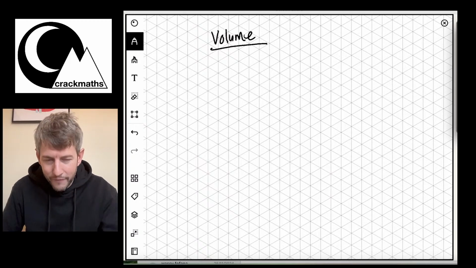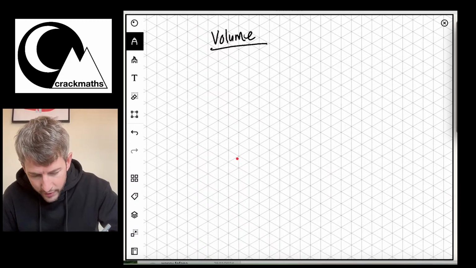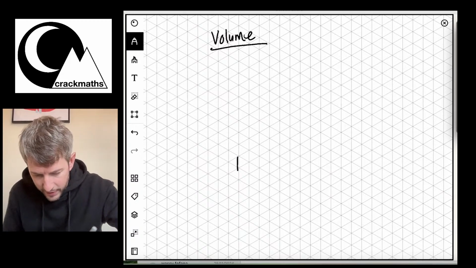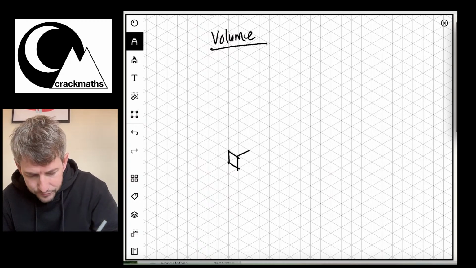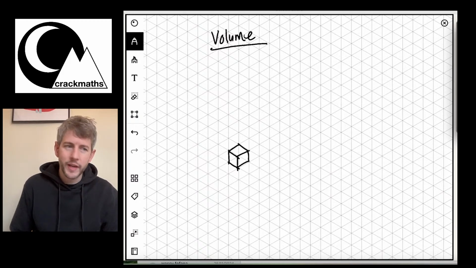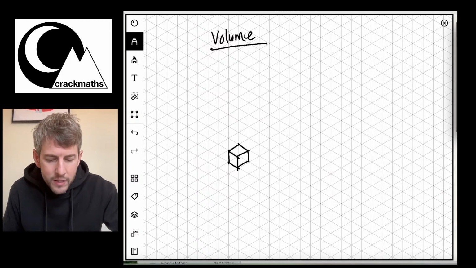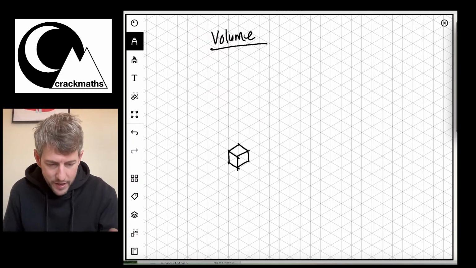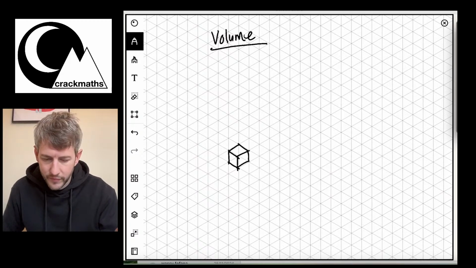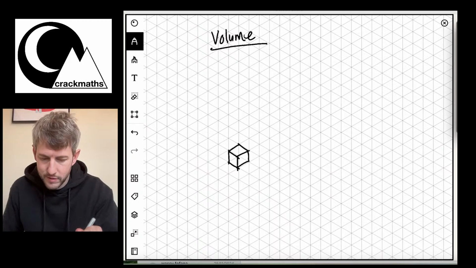So I've drawn here, I've got some isometric paper here. So what I'm going to do is draw this shape here, and this shape here is meant to be a cube. So this shape has volume. If we go to, one second, let me actually go to some squared paper. Here we go.